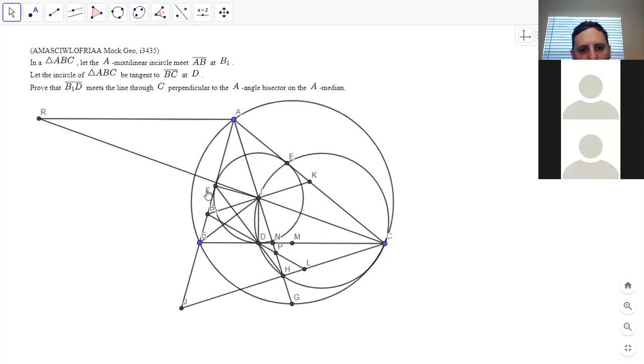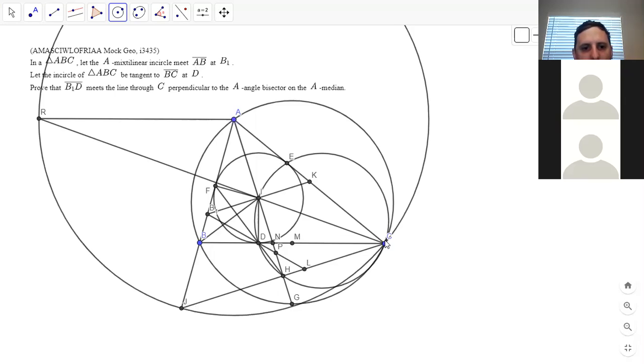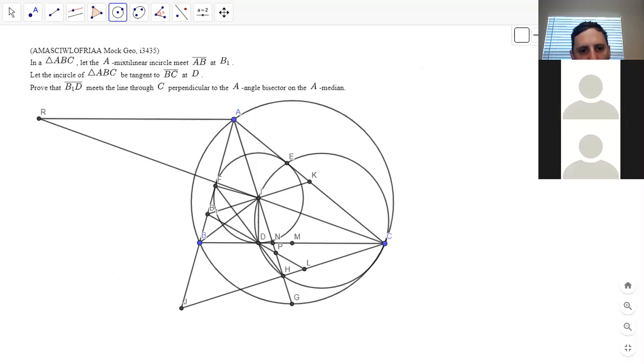So ARC is isosceles, right? Yeah. Oh, and it looks like A is the circumcenter of RJC. Oh, using Menelaus. I wonder if there's a way using pole and polar or something. Not sure.